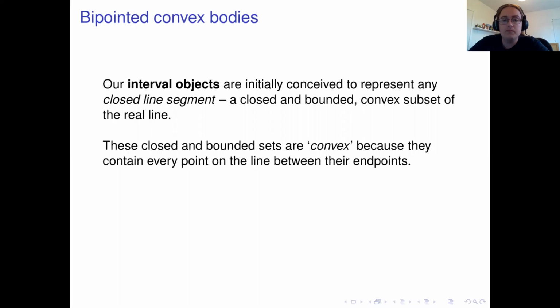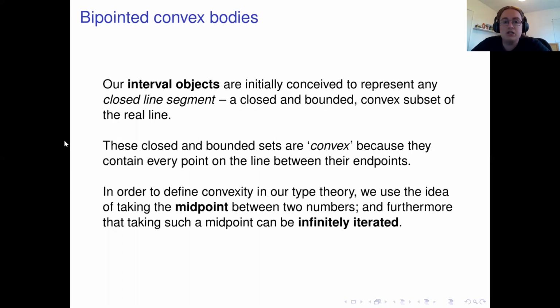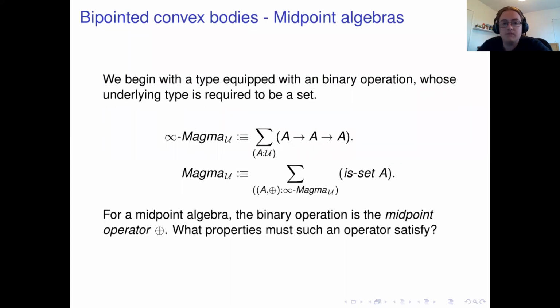Conceptually, interval objects are initially intended to represent any closed and bounded convex subset of the real line. The word convex here means that the subset contains every point on the line between its endpoints. In order to define convexity type theoretically, we use the idea of taking the midpoint between two numbers, and furthermore that taking such a midpoint can be infinitely iterated. So an interval object begins with the structure called a midpoint algebra.